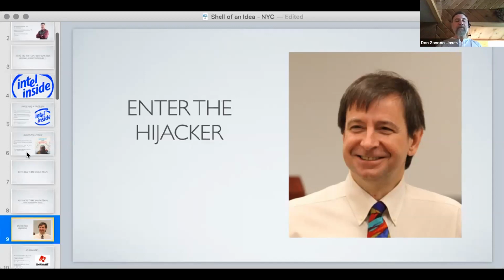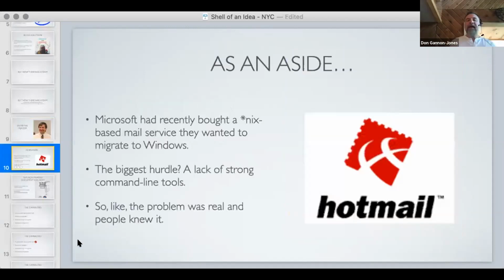Now, interestingly, Microsoft had another Unix-flavored problem because they had just bought a Unix-based email service that they wanted to migrate to Windows. And if you remember Hotmail, then you know what I'm talking about. An entire huge white paper that was supposed to be internal only was written, and it wound up being leaked on the internet, of course, because of the internet. But because it was supposed to be internal only, it was very candid about where Windows fell down, where Windows wasn't good enough. And the biggest hurdle was a lack of strong command line tools. So this problem with automation in Windows was real. Microsoft may not have been talking about the problem publicly, but they knew it was a real issue. Everyone in the company knew it was an issue, and everyone in the company knew that they were going to have to do something about it.